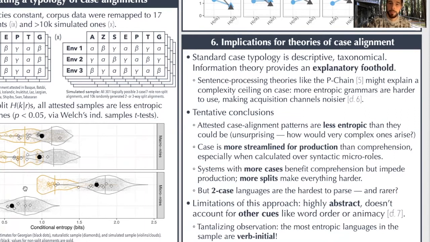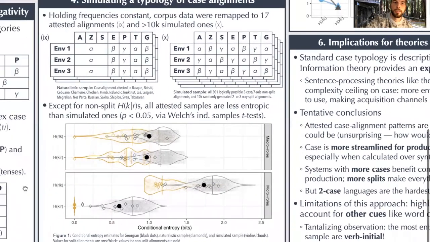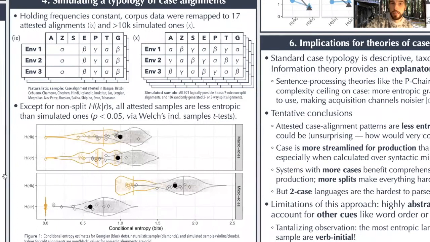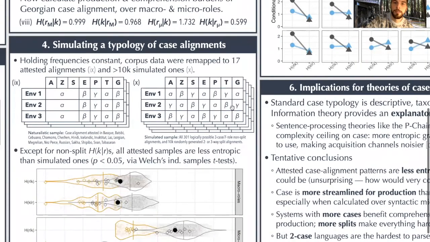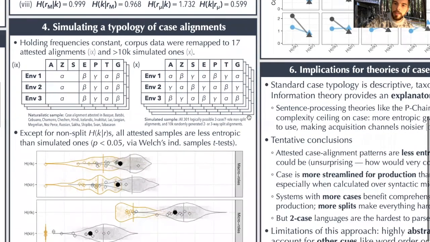In the future, I'll be using sentence processing theories like the P-chain model to help better explain these theoretical complexity ceilings. The core idea here is that more entropic grammars will be harder to use, making the acquisition channel noisier. I'll also review the tentative conclusions from my simulation. First, we see that attested alignment patterns are less entropic than totally random ones. That's not super surprising, because how could a totally random case pattern like this come to be? We should always be thinking about the diachronic pathways for any type of grammatical phenomena when searching for sorts of acquisitional properties.